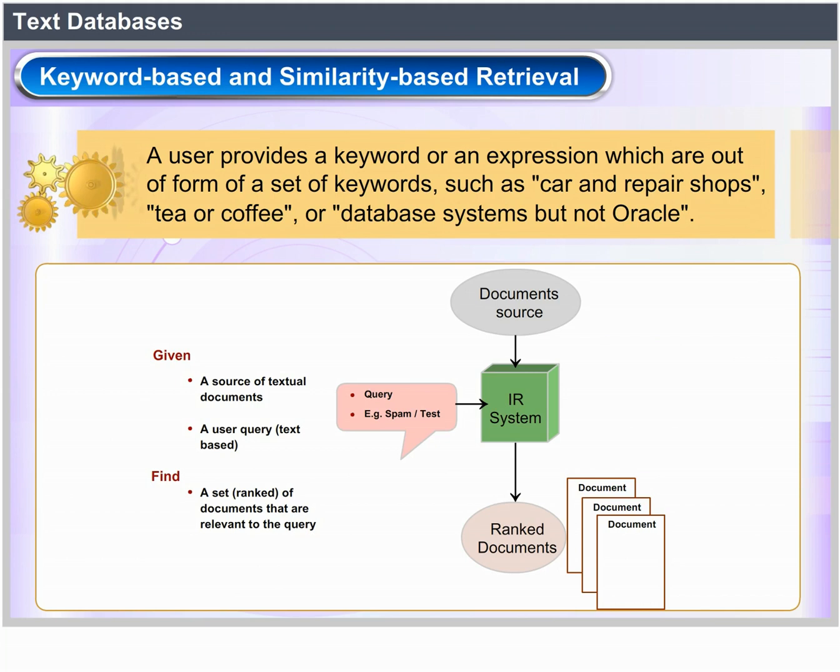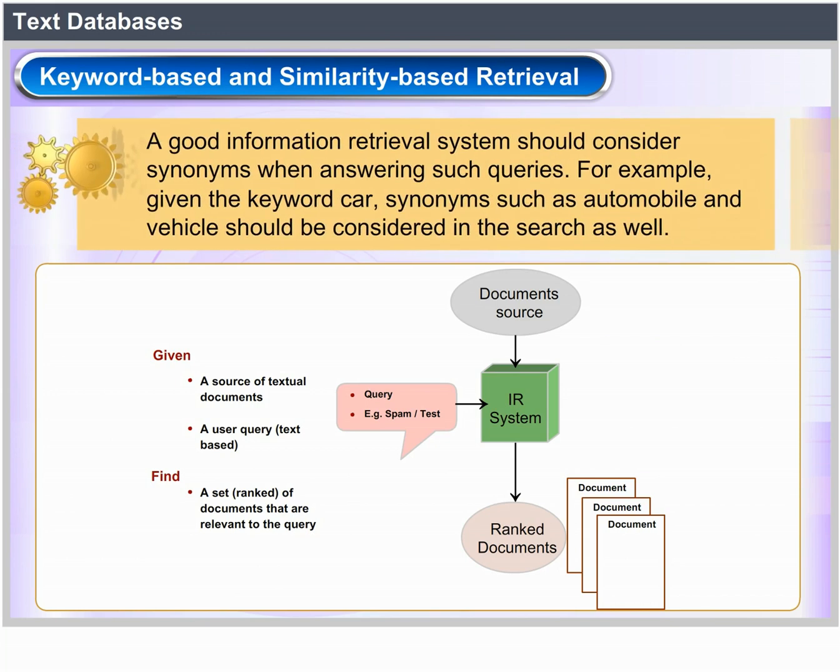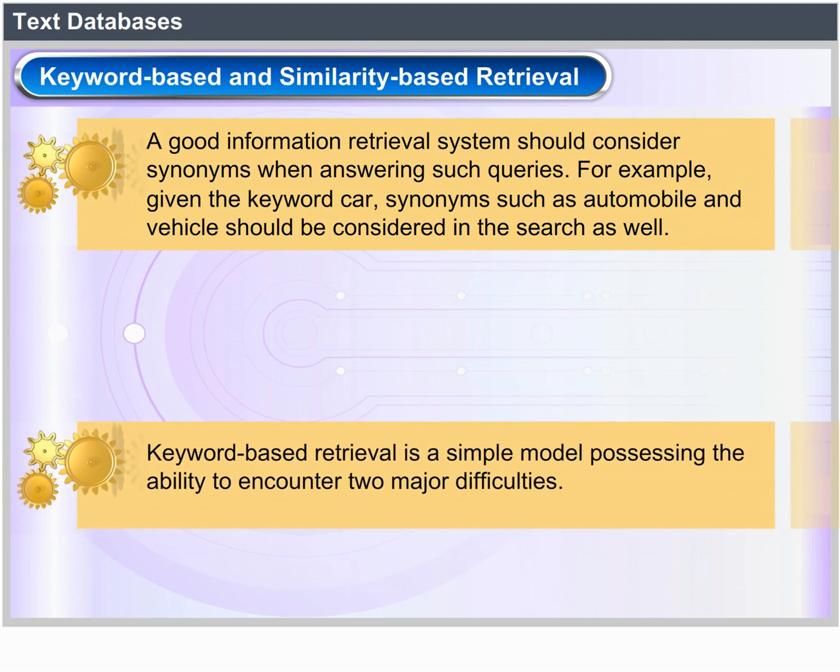A good information retrieval system should consider synonyms when answering such queries. For example, given the keyword car, synonyms such as automobile and vehicle should be considered in the search as well. Keyword-based retrieval is a simple model that can encounter two major difficulties. The first is the synonymy problem.